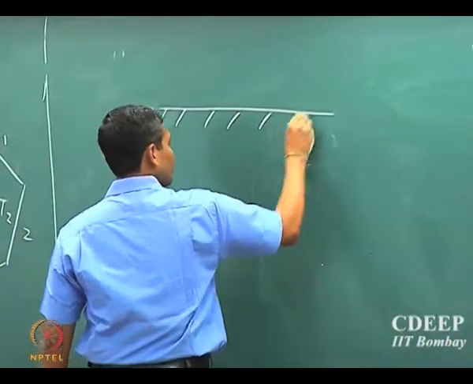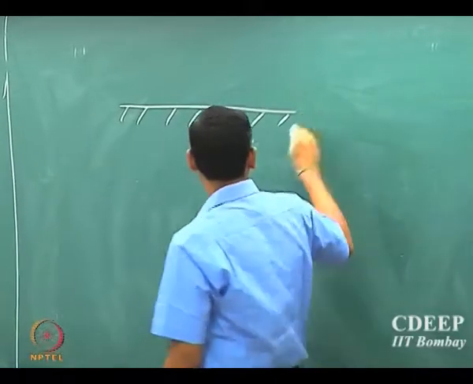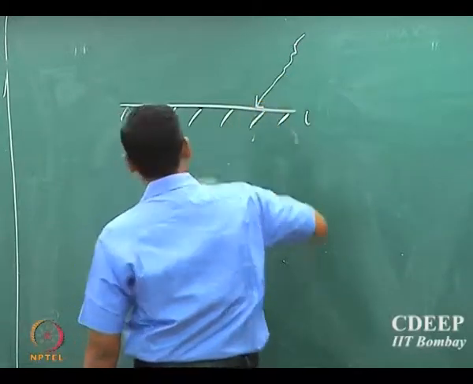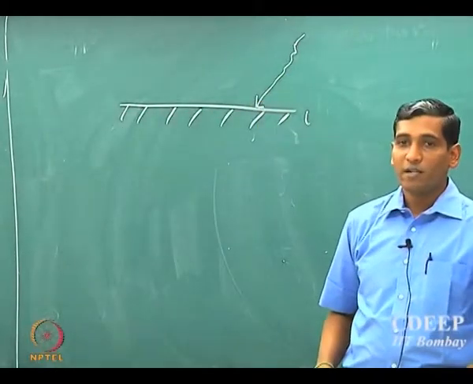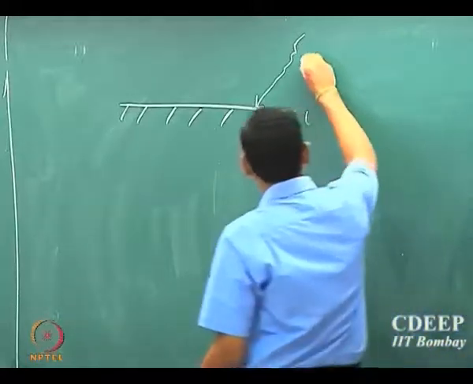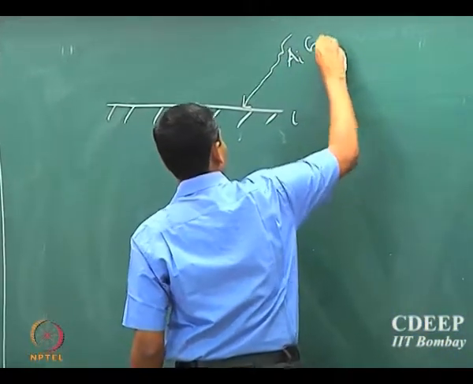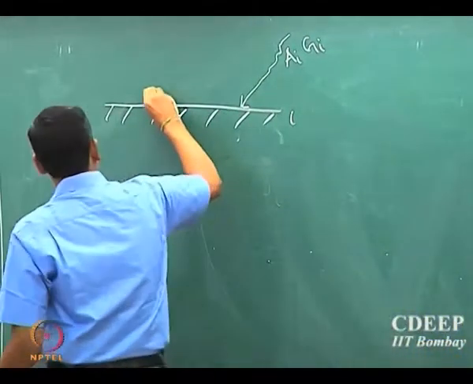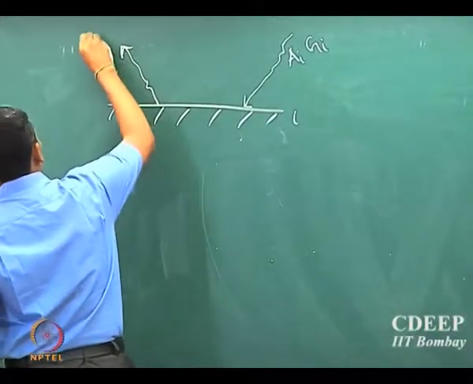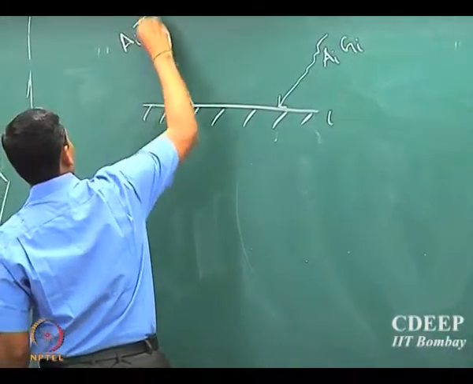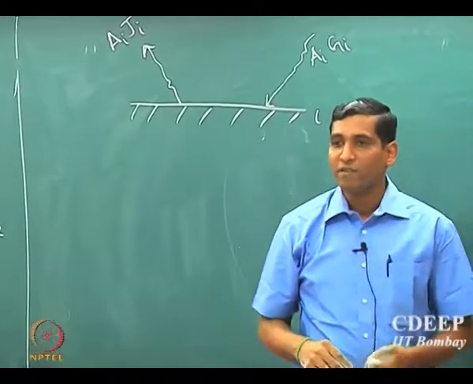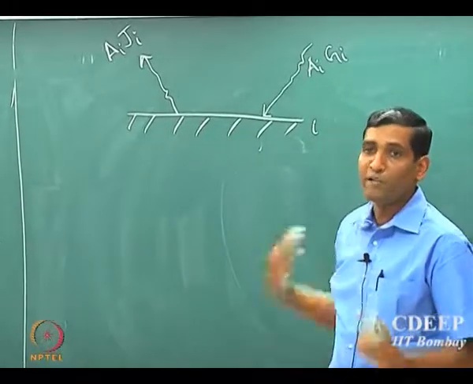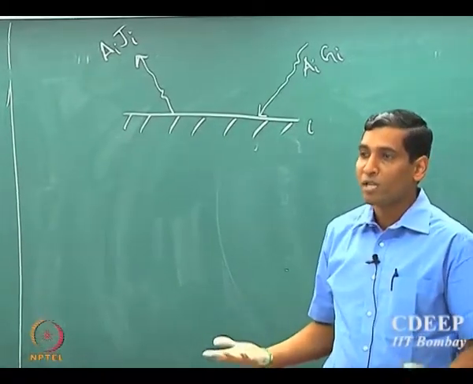So let's zoom in to one surface. Let's say this is surface I, and the rate at which the irradiation is hitting that surface is AI times GI, where GI is the net incident irradiation. The net emission that comes from the surface is AI times JI, where JI is the radiosity, which includes both emission and reflection. Note that this is a gray surface, so there will be reflection. There is no reason to assume that reflection is 0.